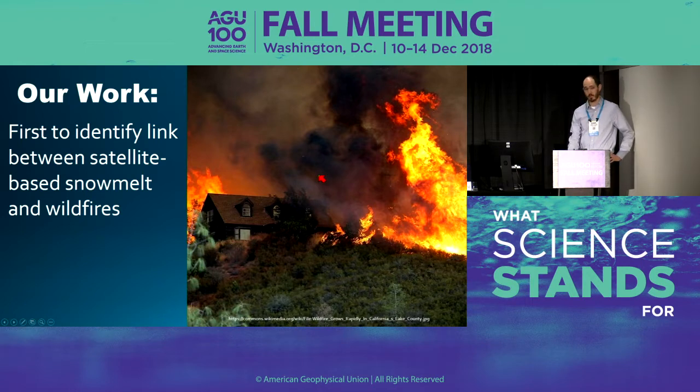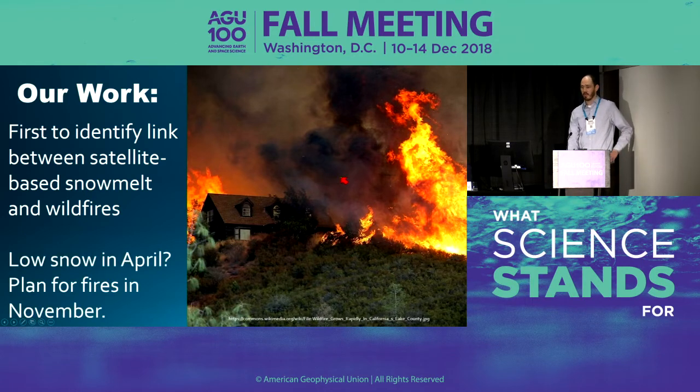So our work was the first to identify a link between satellite-derived snowmelt timing and wildfire activity. And we think that this is an important contribution because for these ecosystems where we know we have a significant response, if we see low snow in April, land managers can start to prepare for wildfires that occur in November. That gives them about a 5-month heads up to get out on the ground and make some preparations.